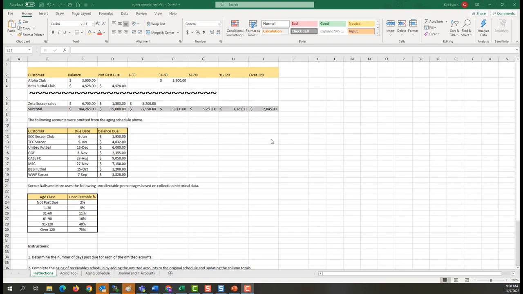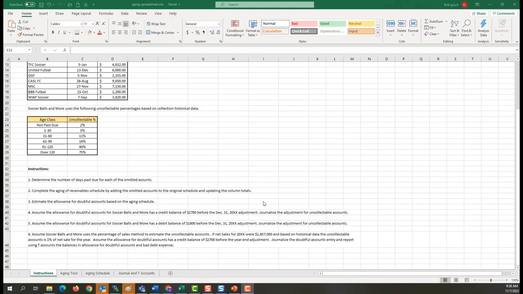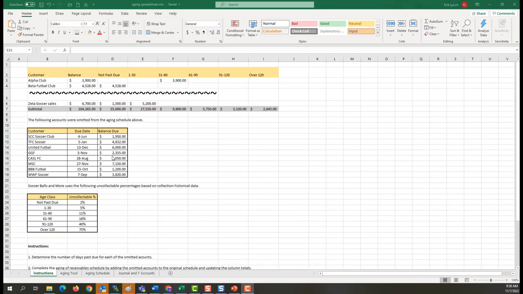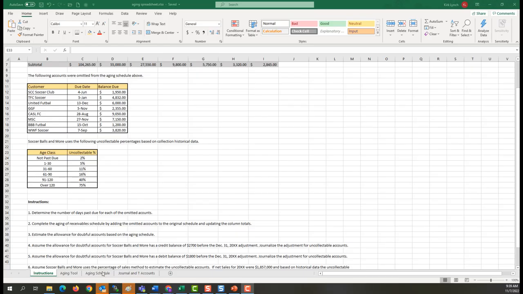Here at the top we have a partially completed schedule of assignments that is missing some stuff. The stuff that it's missing is shown here in this second table by customer name, their original due date, and the amount that they owe. We have some other information here about our uncollectible accounts and the percentage that doesn't get collected in each category. Our instructions say that we have to determine the number of days past due for these missing customers, put them in the right category, update our schedule of receivables, which is going to be done here.